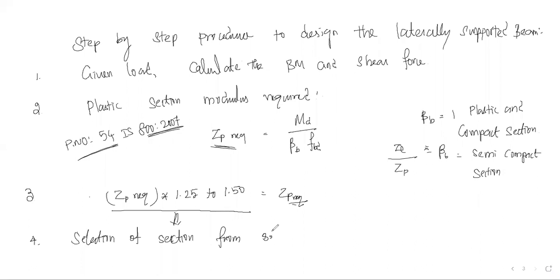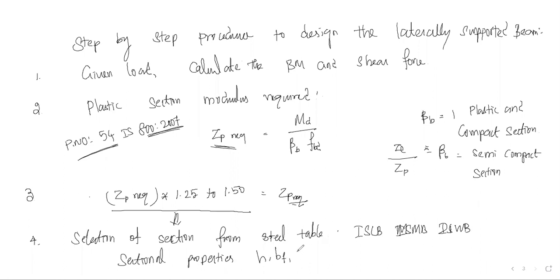Based on the ZP requirement, we have to go for selection of a section from the steel table, preferably ISLB, ISMB and ISWB. Okay, light beam, medium beam and wide flange beam. So this is the section we are going to have. Now for that, we have to take sectional properties like height, breadth of flange, thickness of web.